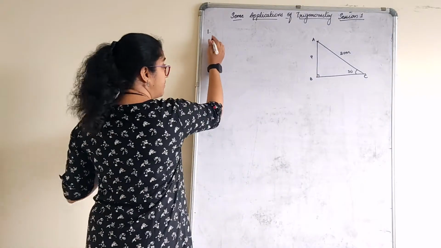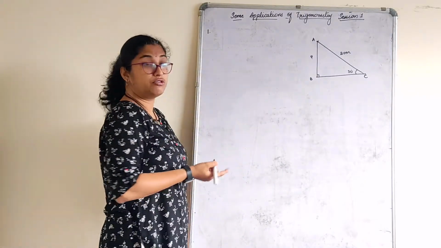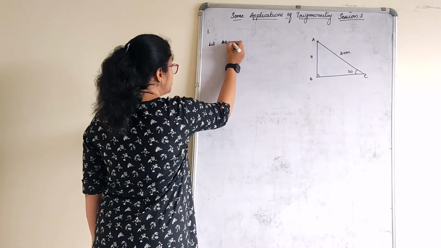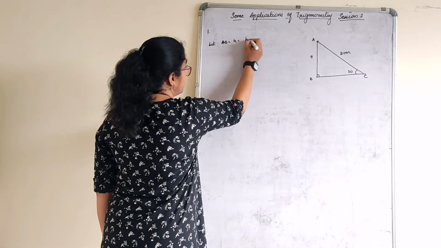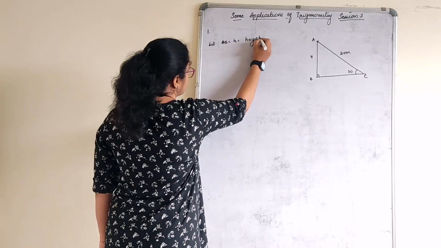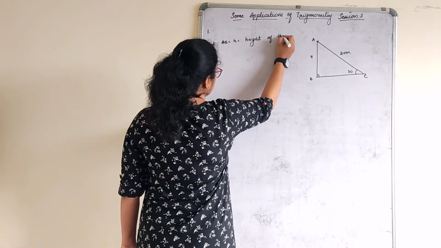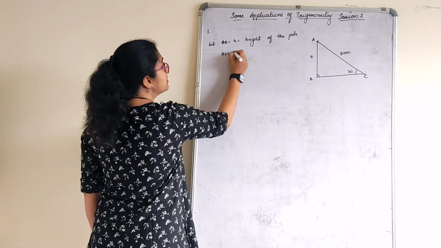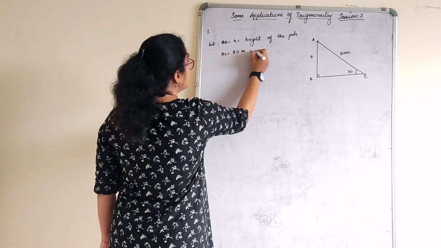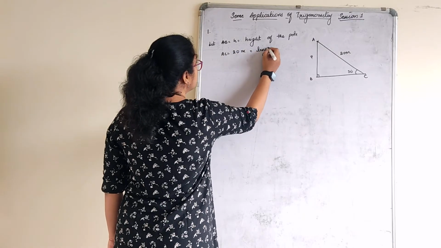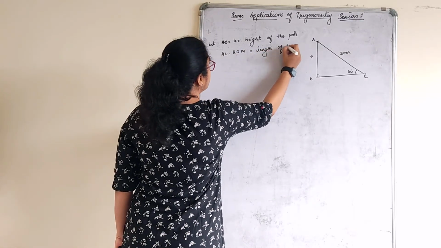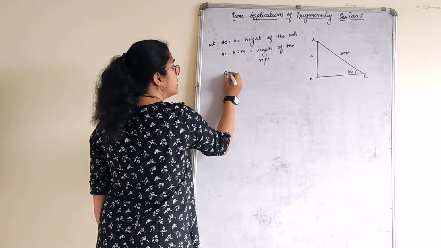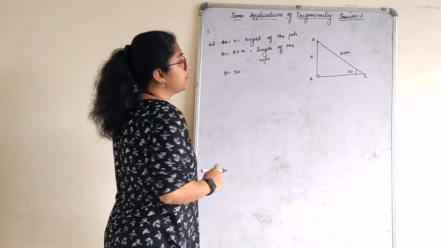Before that, we need to always mention in the figure, but we should know what is what. Let AB is equal to H, that is equal to height of the pole. Then AC is equal to 20 meter, which is nothing but length of the rope. Then theta is equal to 30 degree.